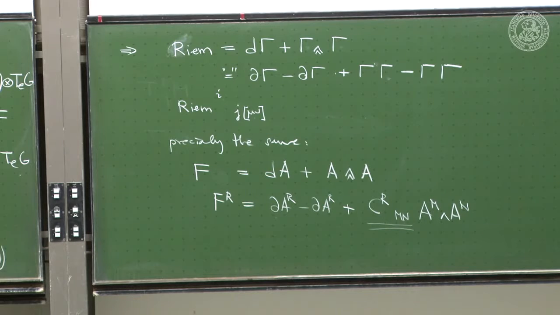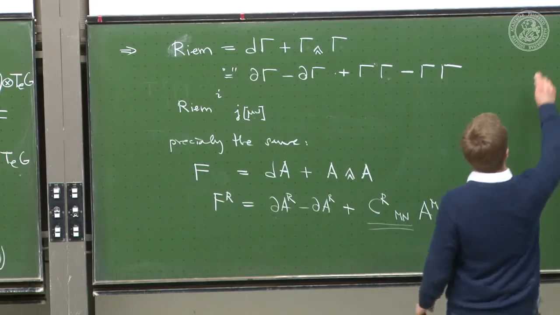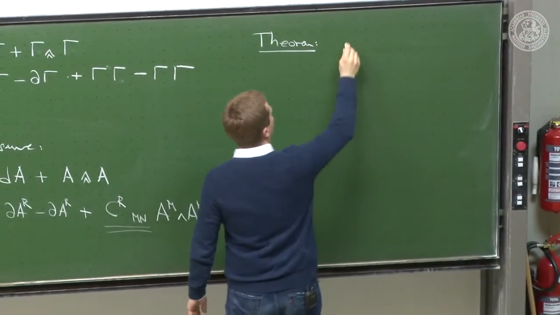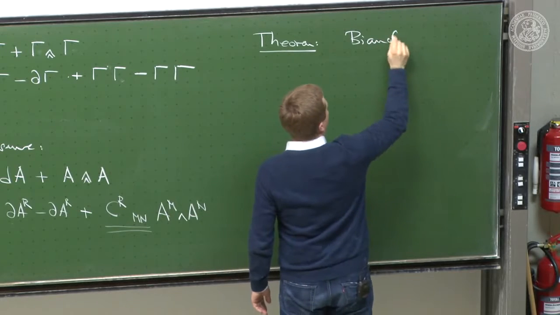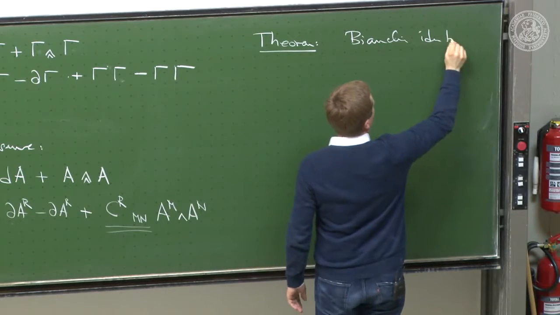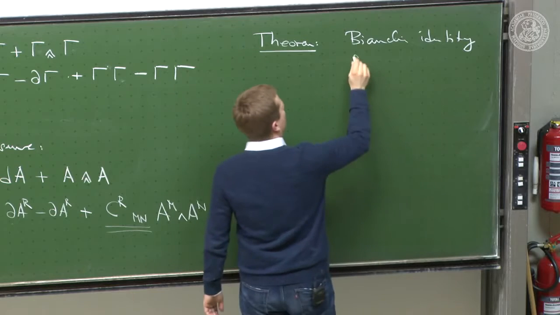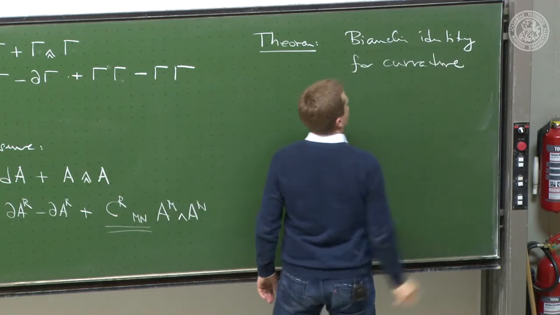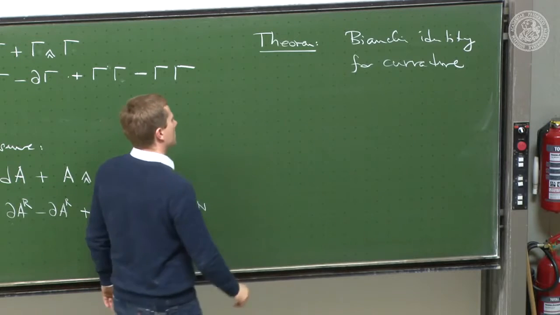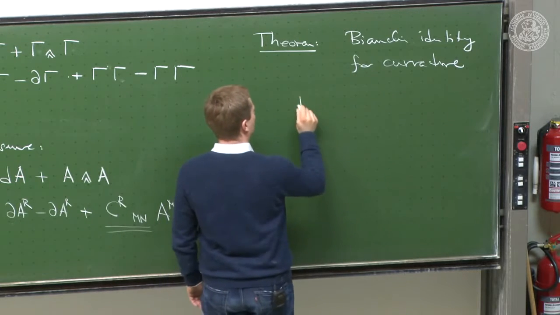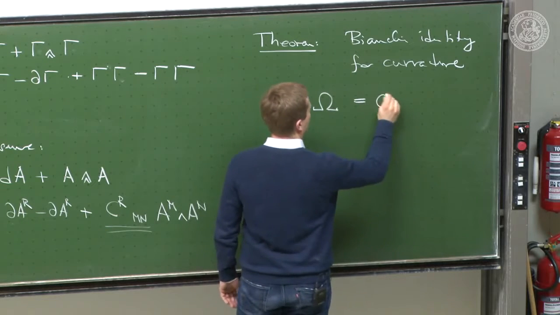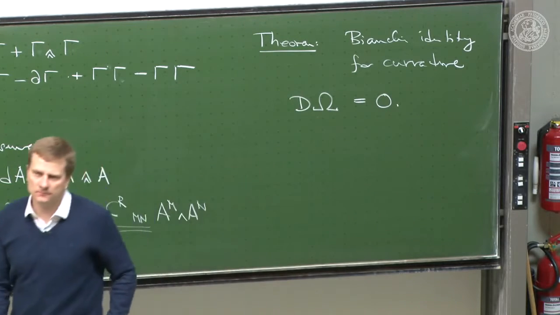Good. So then there's an important identity we bring in the form of a theorem. That's the so-called Bianchi identity, the Bianchi identity for curvature. And it's as simple as it can be. You take the covariant exterior derivative of curvature, and the result is 0.